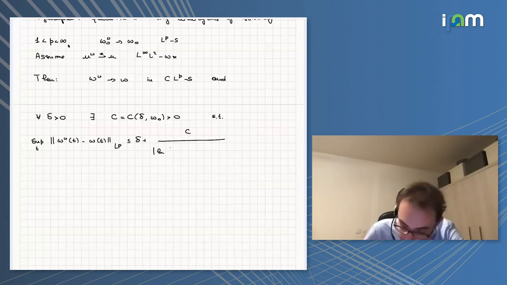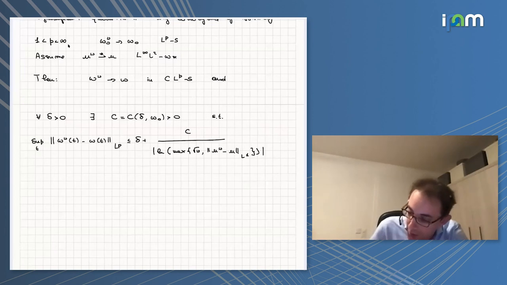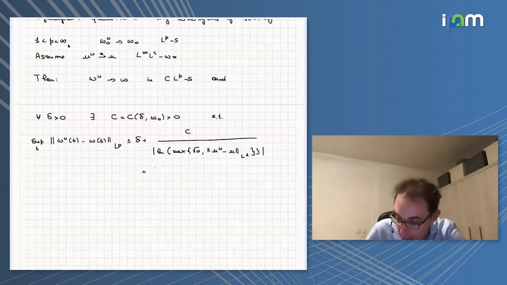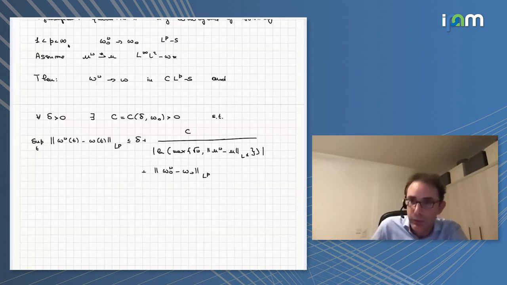The log of the maximum between the square root of the viscosity and the difference between the two velocity fields in L1, a strong norm of the difference between the two velocity fields. And since I'm also moving in principle the initial datum, I have also a term which remembers that: plus the norm of omega zero nu minus omega zero in L^p.